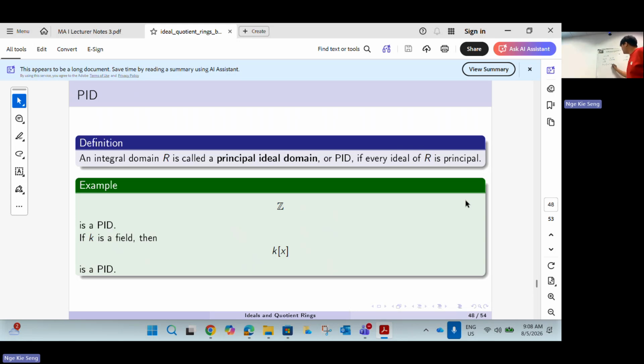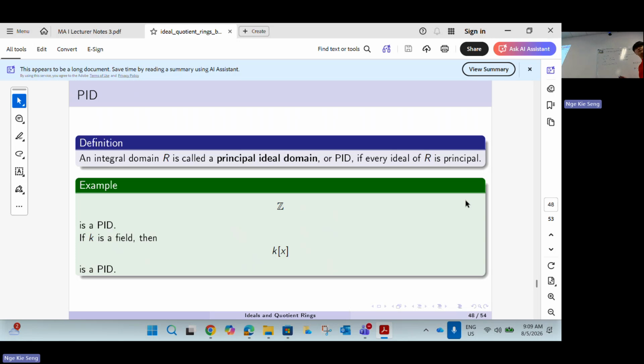Generated by the GCD. Generated by the GCD of 3 and 5. These are actually related to number theory. The integral solution to the Diophantine equation.